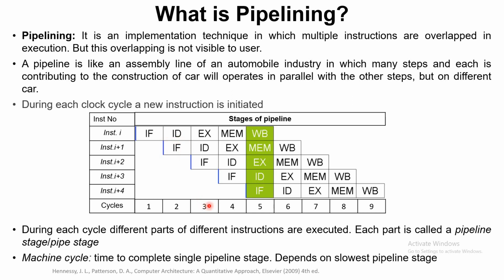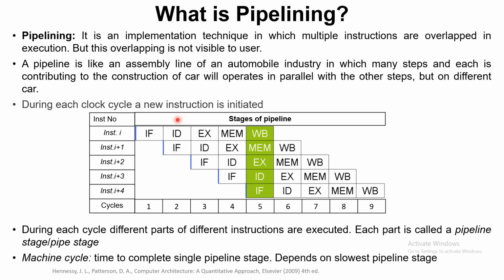And when the third cycle appears, the first instruction will be executed by the execution unit, the second instruction will be decoded by the decoding unit, and the third instruction, which is I plus 2, will be fetched from the instruction memory by the fetching unit, and this process will go on. During the first cycle, only one part of one instruction is executing, but in the second cycle, two parts of two different instructions are executing at the same time.